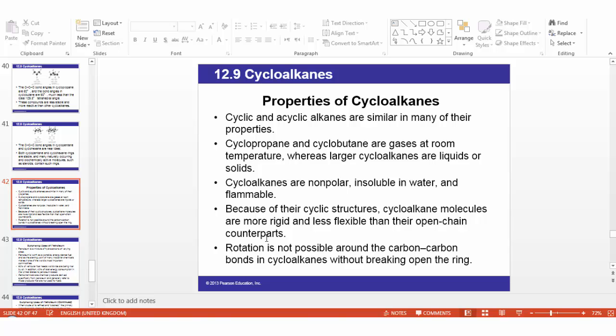If you compare normal propane with cyclopropane, cyclopropane is more rigid and less flexible than normal propane. Rotation is not possible around the carbon-carbon bonds in cycloalkanes without breaking open the ring, whereas there is free rotation in normal propane around carbon-carbon single bonds.